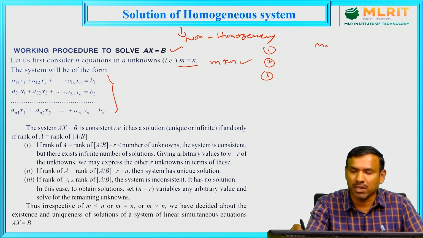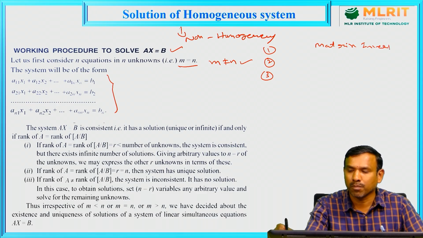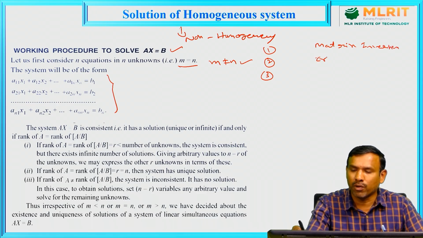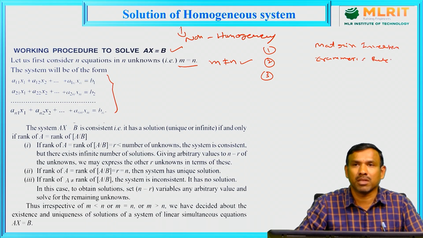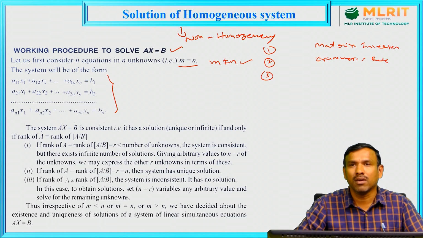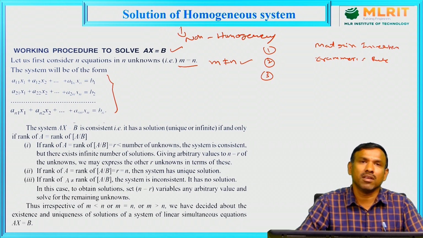Matrix inversion method we have done, and Cramer's rule we have done. These two methods we have done. But in those, the maximum possibility we discussed there was only a unique solution of the system of equations, where a unique solution exists. But every time a unique solution may not be possible for the given system. In such cases, the rank method is useful.